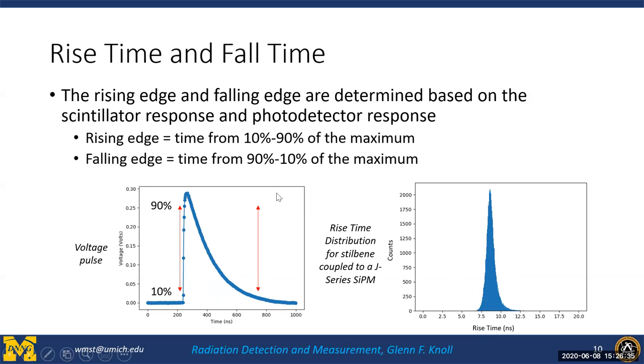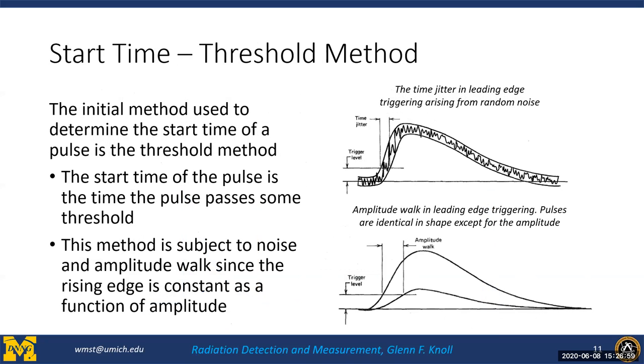And this can be useful to look at to ensure that you are accurately acquiring and accurately digitizing your pulses, because you can get very interesting skews in these distributions if you are not acquiring the rising edge with sufficient digitized points. And this also leads us into our next discussion, which is timing of these pulses.